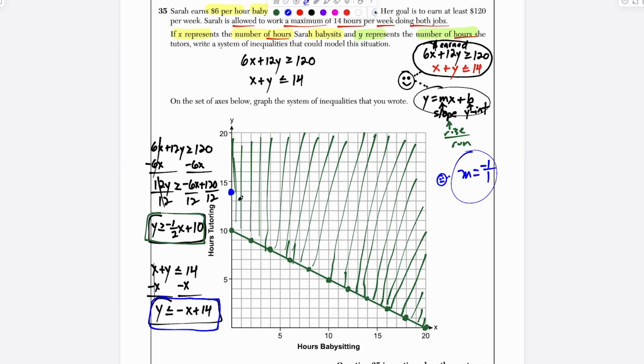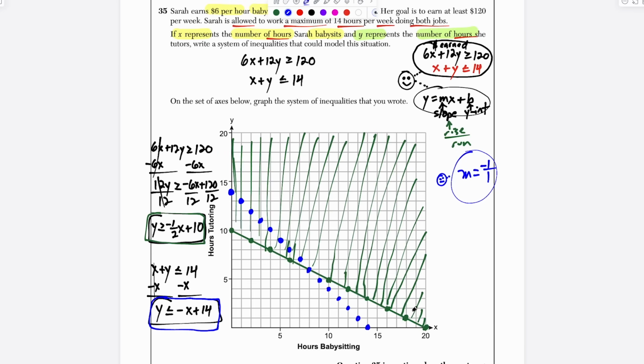So we're going down 1 to the right 1. Okay, so we just keep repeating this, down 1 to the right 1, and we do this the whole way until we get to the bottom. Now, if you had to check your answer to this, one thing you could do to see how reasonable your graph is, you could look at the intercepts.